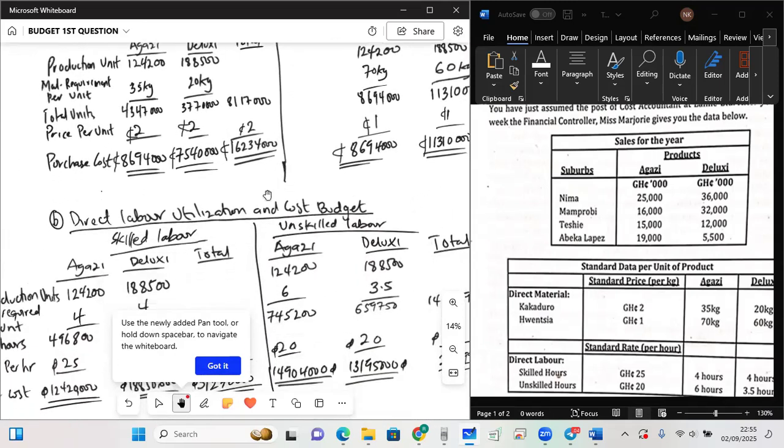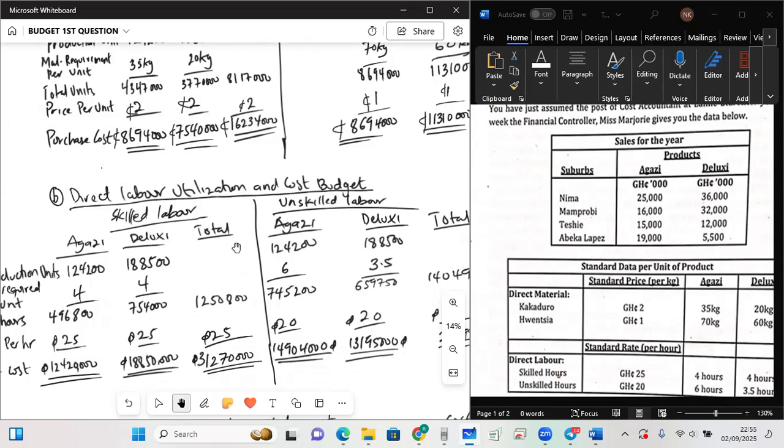After doing this, move on to the direct labor utilization and cost budget. Mind you that this as well can't be prepared without a production budget, because you will need the number of units you are going to produce before you know the amount of labor that you need to produce them, right? You can't just want to use labor without knowing the number of units. That's why we prepare the production budget first.